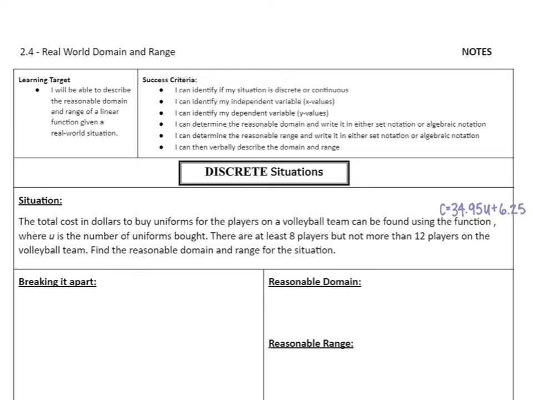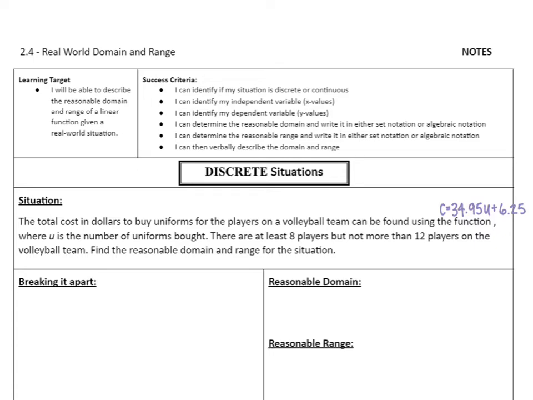Okay, I just realized the function was missing, so I'm going to start over the situation. The total cost in dollars to buy uniforms for the players on a volleyball team can be found using the function, it's now written above, C equals 34.95U plus 625, where U is the total number of uniforms bought. There are at least 8 players, but not more than 12 players on the volleyball team. Find the reasonable domain and range for the situation.